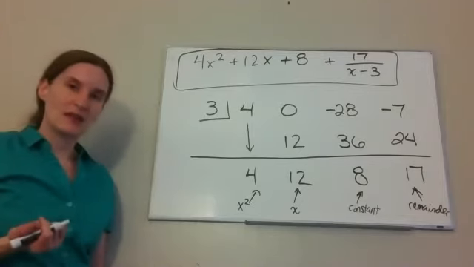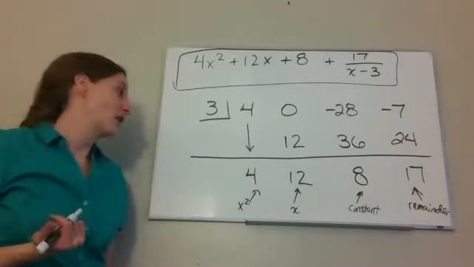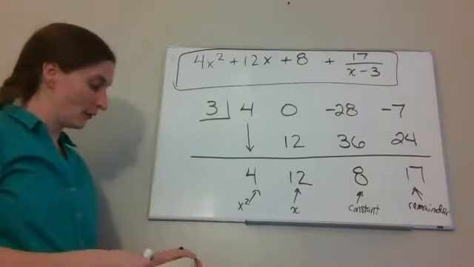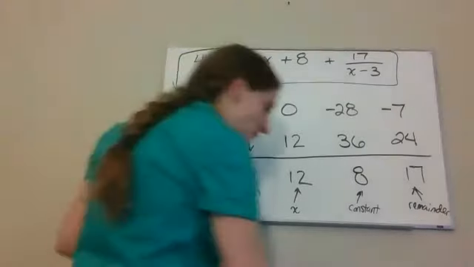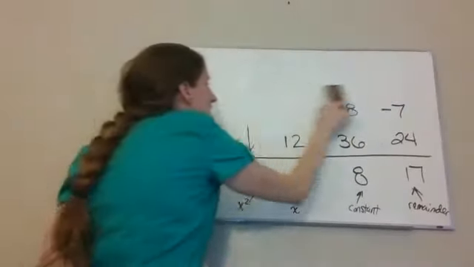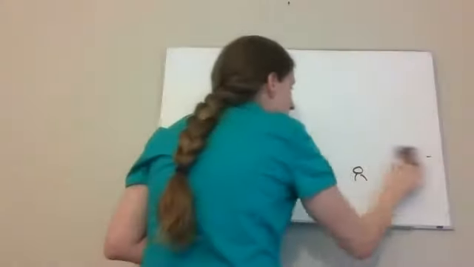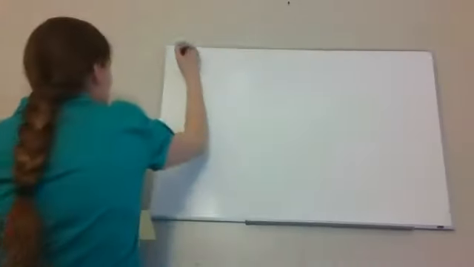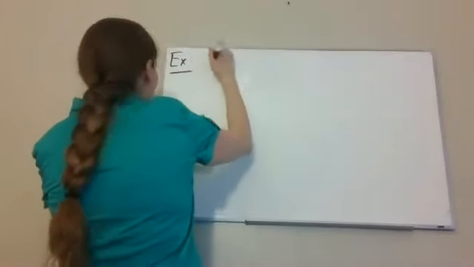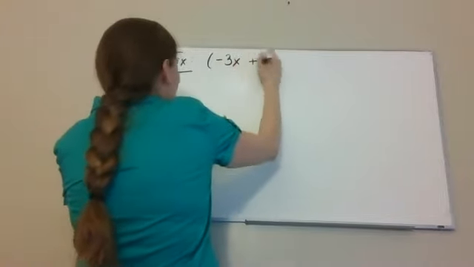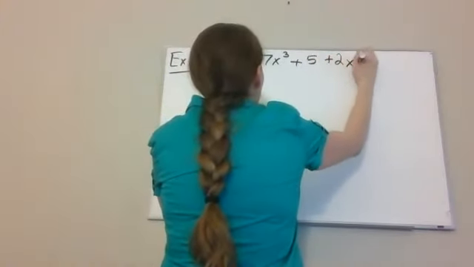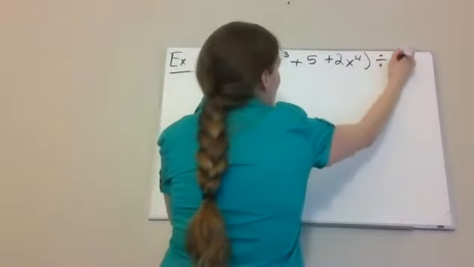It goes very quickly once you get the hang of the procedure, and it saves a lot of paper compared to traditional long division, but it can only be used on the problems of the correct form. That's really its only downfall. Let's do another one using synthetic division. So let's do negative 3x plus 7x to the third plus 5 plus 2x to the fourth divided by x plus 1.